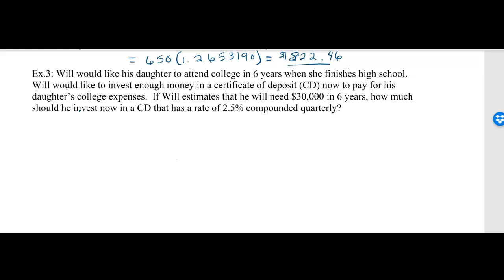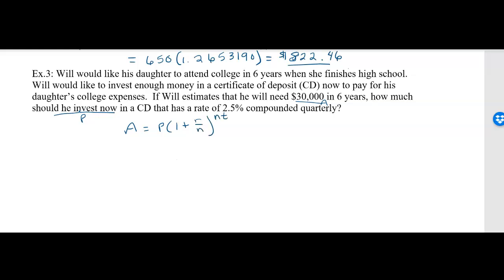This is a little different, isn't it? Because what is it asking us? It's asking us, how much should he invest? That's our P. This right here is our A. Okay, so we're going to actually be solving for a different variable this time. I'm still going to write down the formula. I always do.